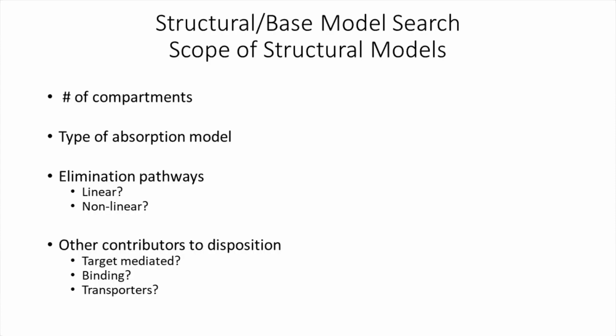So what is the scope of a structural model search? Well, we might consider the number of compartments. So this could be 1 or 2 or 3 compartments, linear mammillary models with first-order processes, perhaps. The type of absorption model. Is this a first-order absorption? Is this a zero-order absorption? Is this an Erlang distribution with a catenary chain in terms of the delay in absorption? Is there a lag in the absorption? In terms of elimination pathways, does this appear to be a linear elimination or a nonlinear elimination?